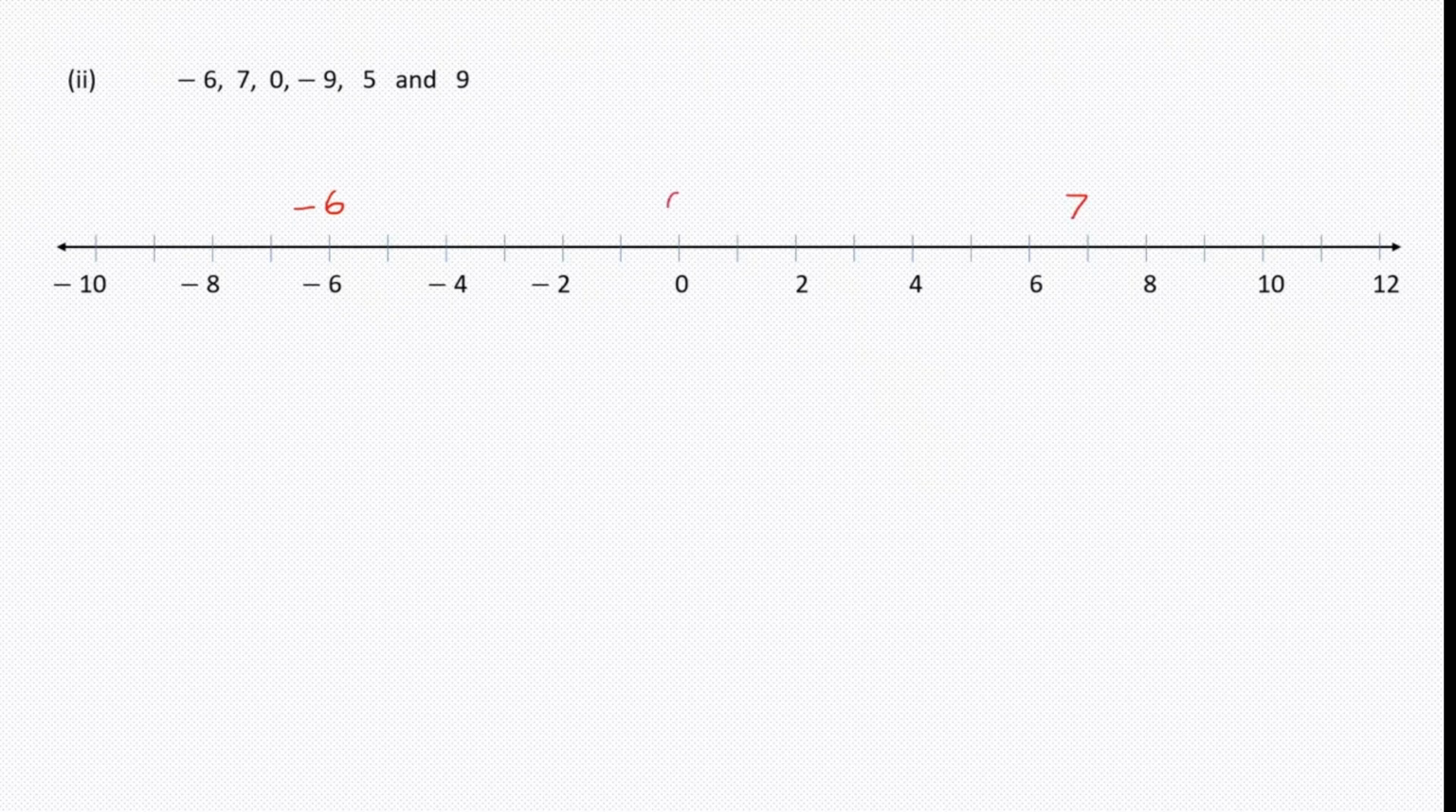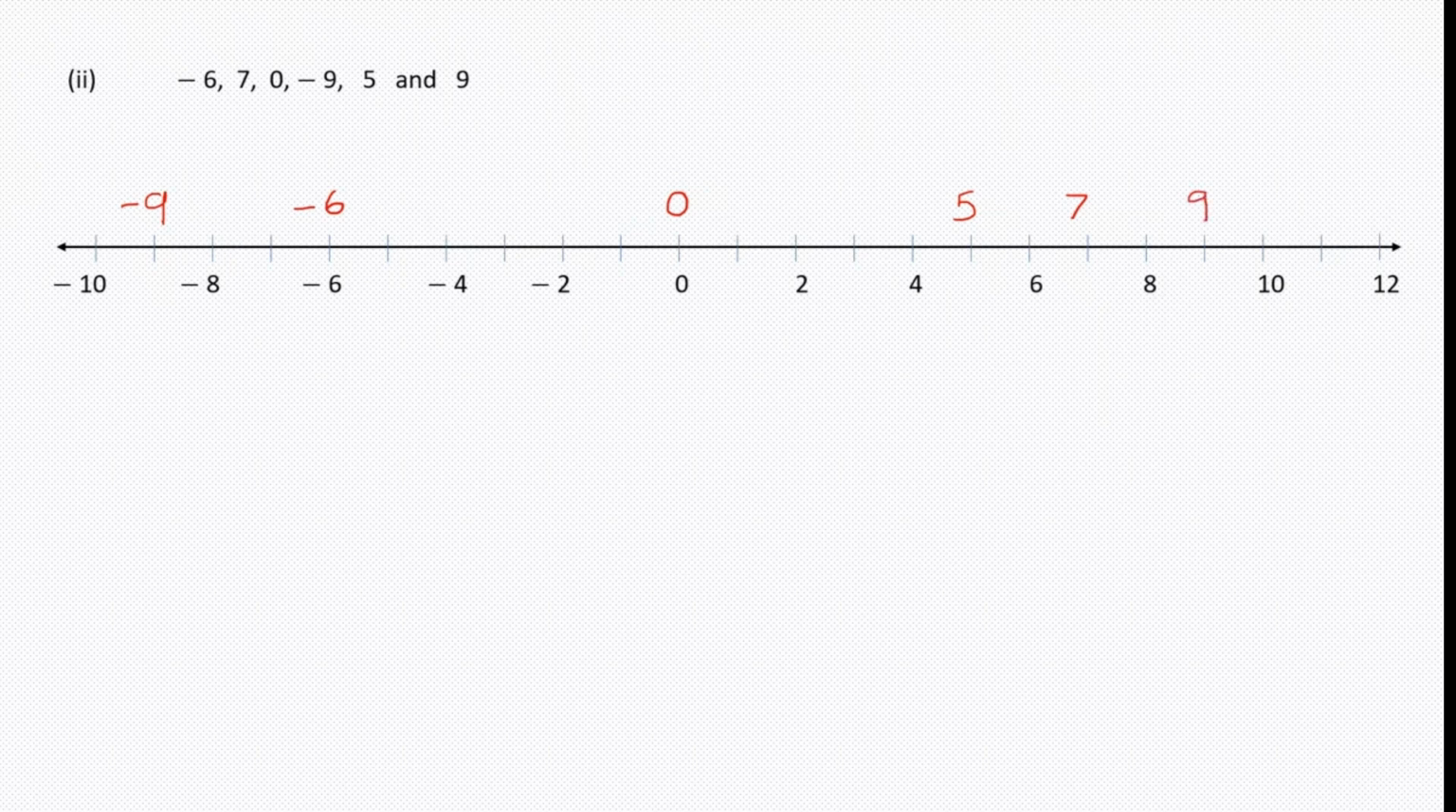0. Okay, mark 0. Minus 9. It's a negative number on the left hand side between minus 8 and minus 10. So that's minus 9. 5 is a positive number on the right side. 4, 5. And 9 is a positive number after 8. Okay, so we have all our numbers.